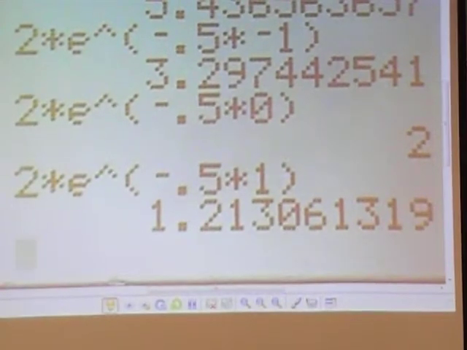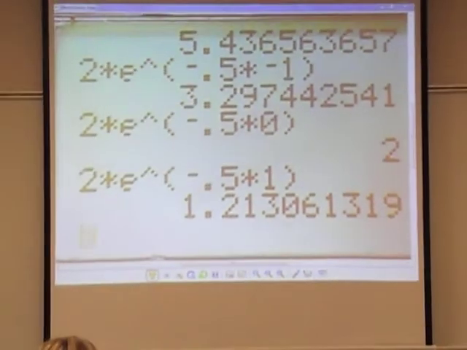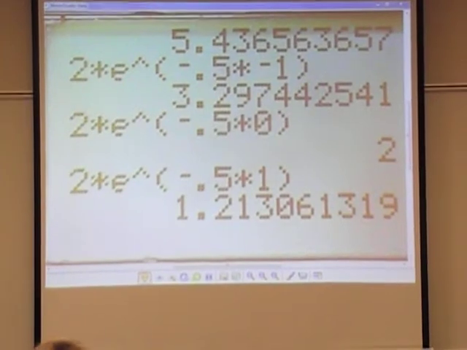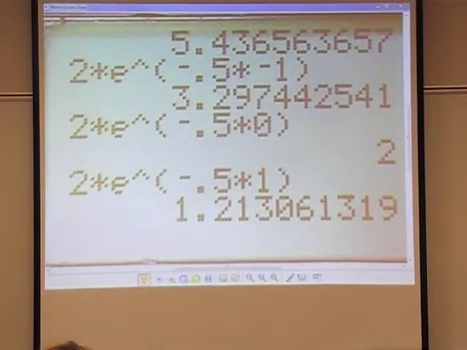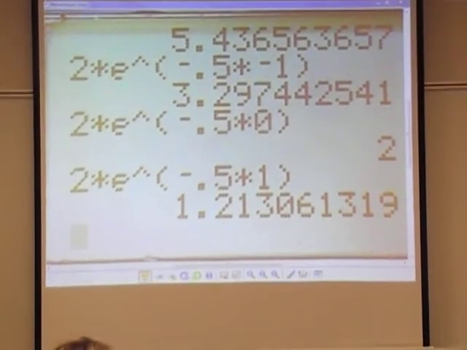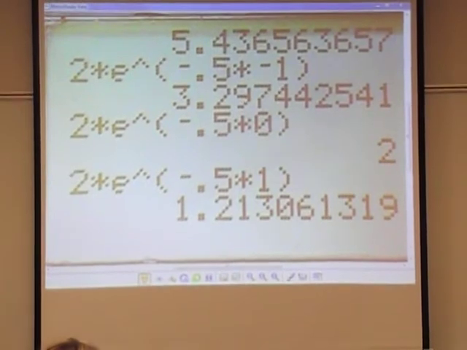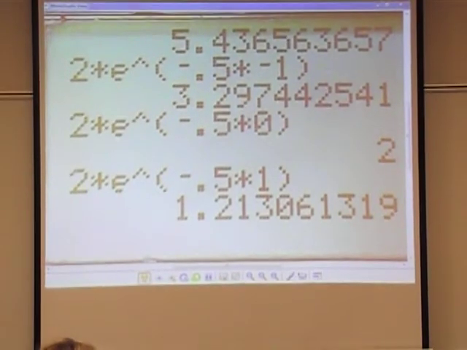When x is 1, we get 1.21. And when x is 2, we get 0.73, 0.74. When x is 3, we get 0.45. What's happening? Yeah, it's decreasing. The function is decreasing as x increases.